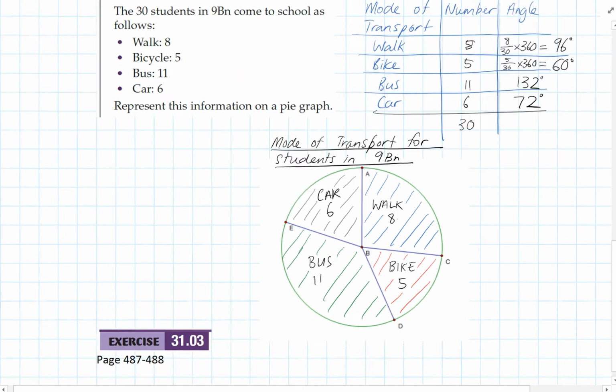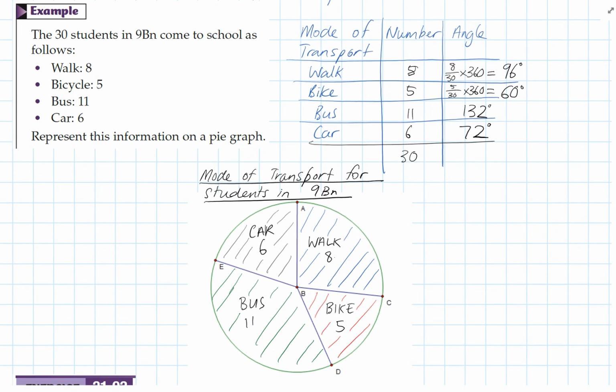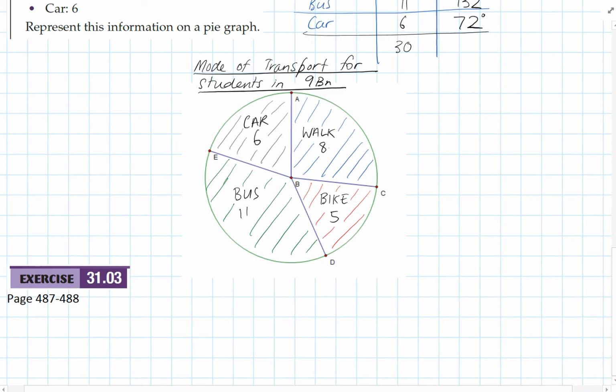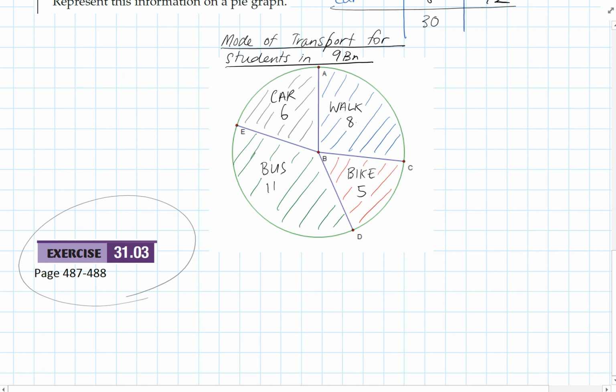So for you guys on your pen and paper, you'll want to make sure that you use a protractor. Even if you've got a surface, you can use a protractor on the screen and just use the circle tool from OneNote. Okay, I'd like you guys to do exercise 31.03, please.